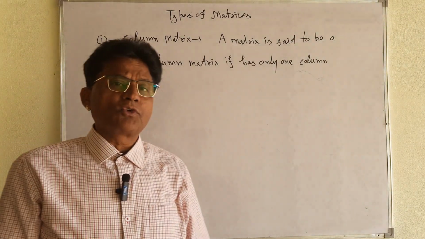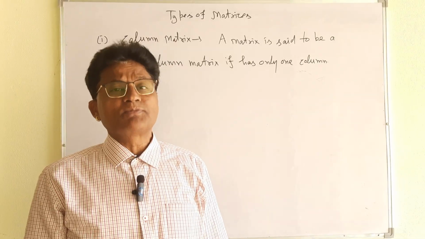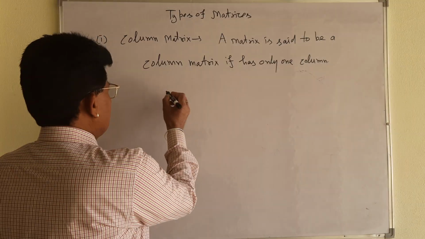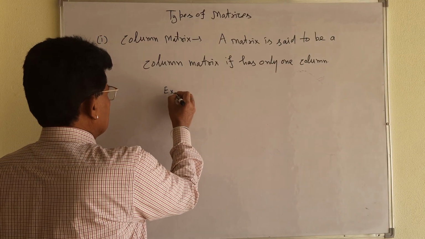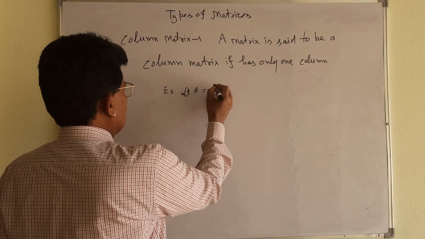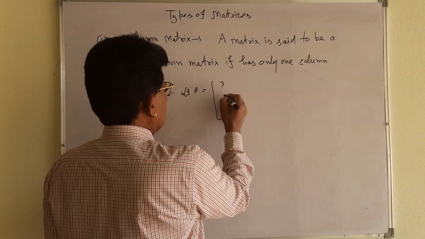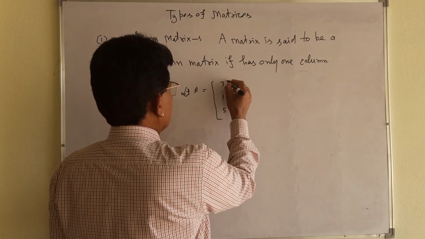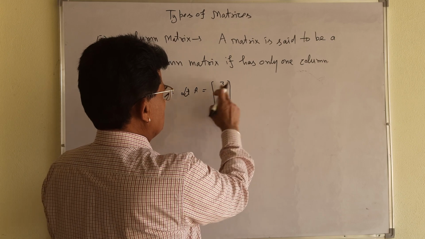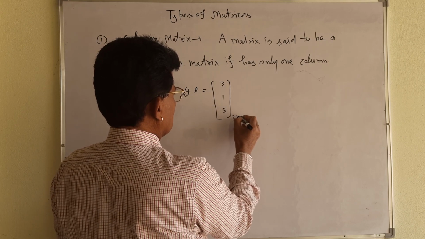In my previous video, I told you regarding the rows and columns of the matrices as well as the order of the matrix. Now you see, column. I am taking one example for the column. Let's suppose the matrix is denoted by A. I am taking 3, 1, 5. Only one column is there. Rows will be 1, 2, 3. First I write the rows: 3 rows and 1 column.